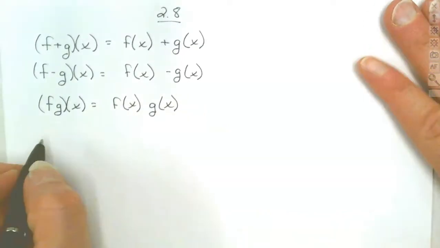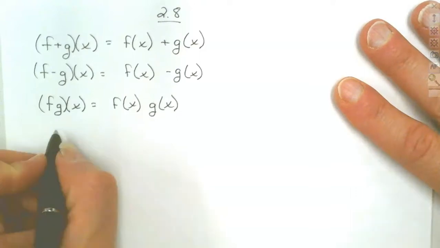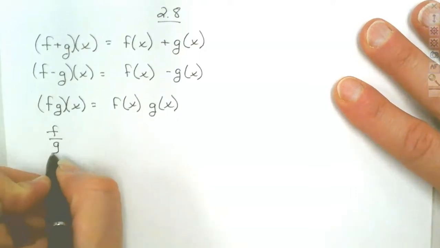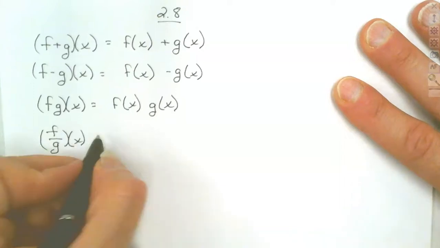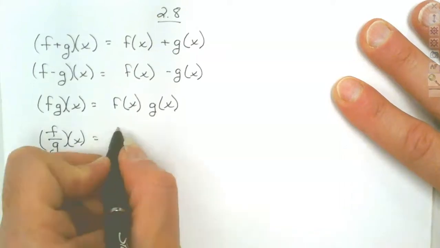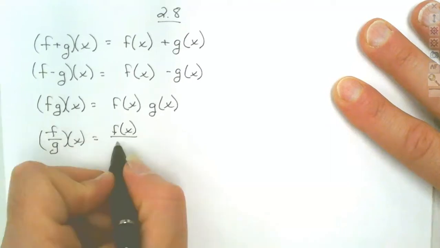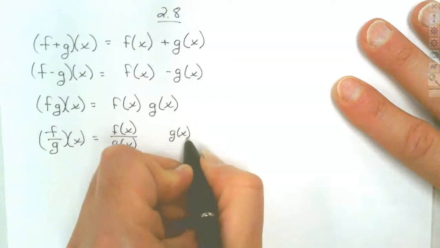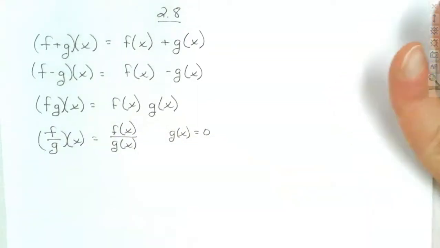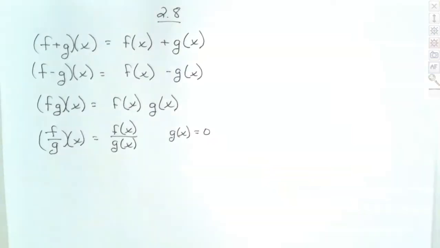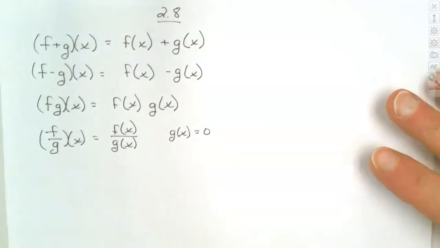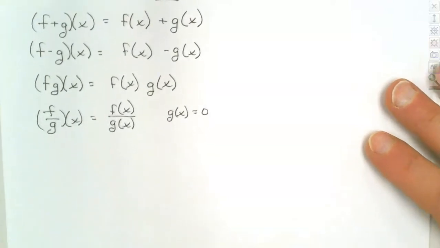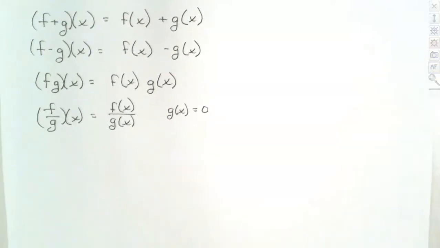And the last one is division, and that's f over g of x, and that is f of x over g of x. And then they add in this caveat that g of x can't be 0, because you don't want division by 0. So when we look at division, we also have to worry about the domain and see if it's possible or not. So these are our operations. We can add, subtract, multiply, and divide.